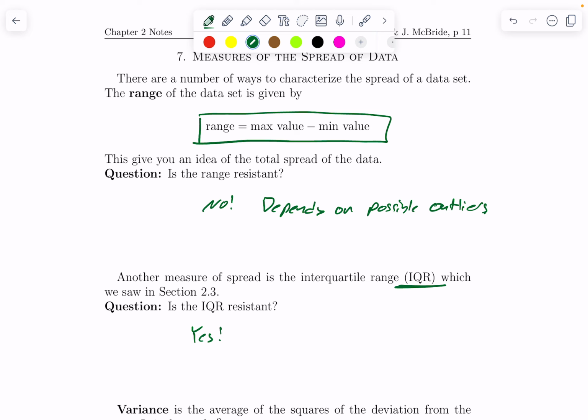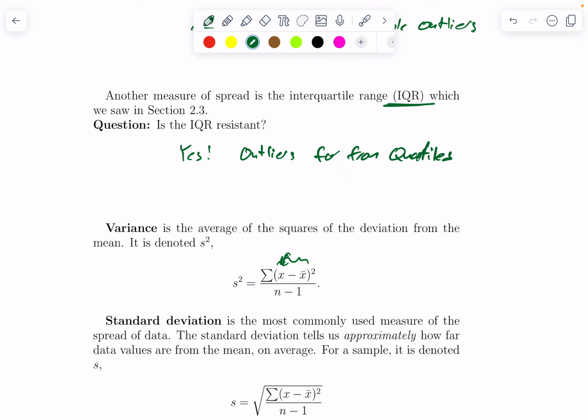Variance is another measure of spread. Variance is the average of the squares of the deviations from the mean. Okay, see, so here's our data. X represents a particular data point, and we sum all of those data points together. So what you do is you take the square of each deviation.